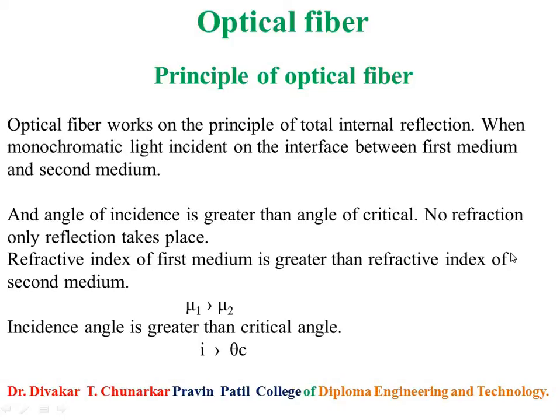So in total internal reflection, if the angle of incidence is greater than the critical angle and no refraction takes place, only reflection takes place, it's called total internal reflection. And here are two conditions. First, mu1 greater than mu2, that is the first refractive index is greater than the second refractive index. Second, the angle of incidence is greater than the critical angle, denoted by theta c.